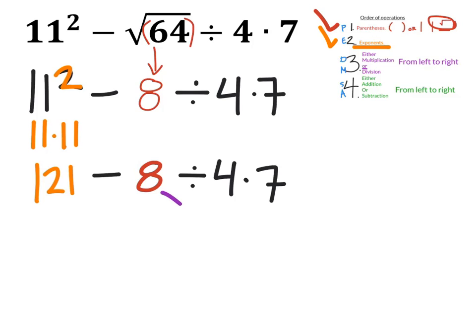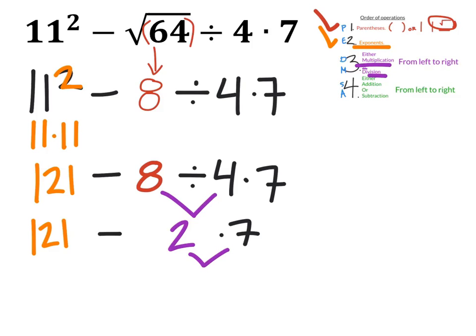We have to do the division first because it is the first one on the left. 8 divided by 4 is 2. Now just from that, I got 121 minus 2 times 7, and I still have some multiplication in this problem, so I've got to do that. 2 times 7 is 14.